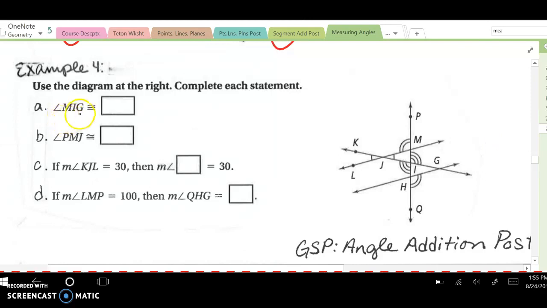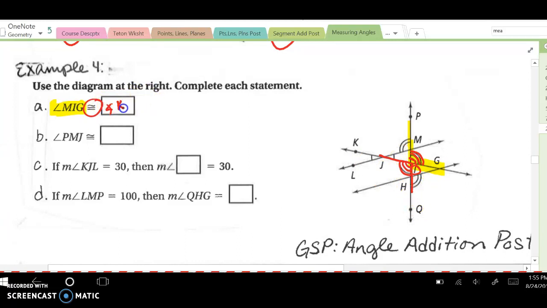So here we have, use the diagram at right, complete each statement. Angle MIG, so start at M, which is right here, to the I to the G. M to the I to the G is this angle right here with 3 congruent marks, 3 rings. The question is, what is it congruent to? So what I'm going to look for is another angle with 3 rings. 1, 2, 3 right here. To name that, remember the vertex has to be the middle letter, so I will go in the middle. So it'd be J to the I to the H, or you could call it J-I-Q or K-I-Q. It doesn't matter. There's multiple right answers there.